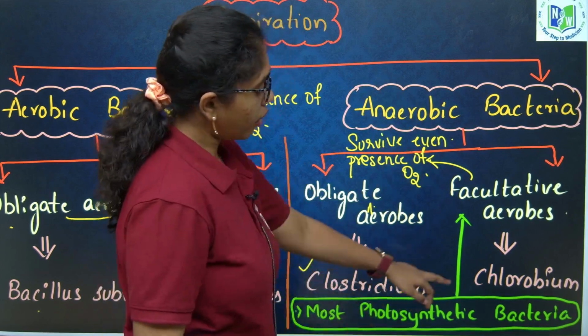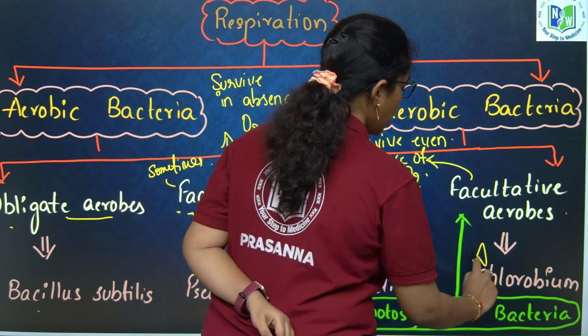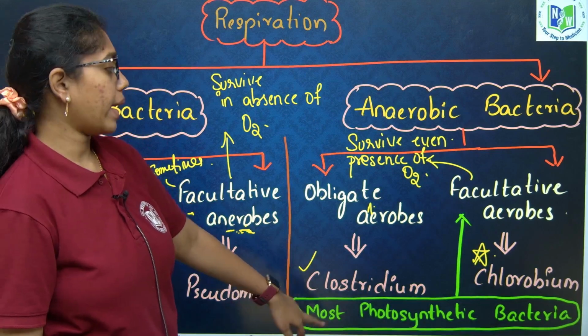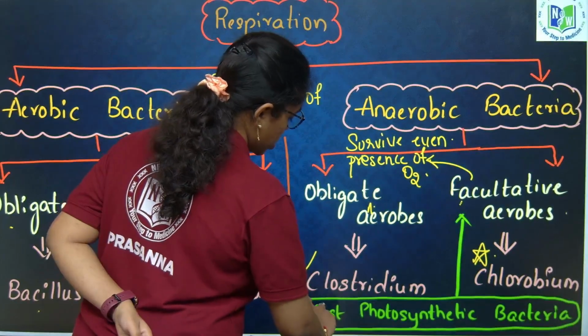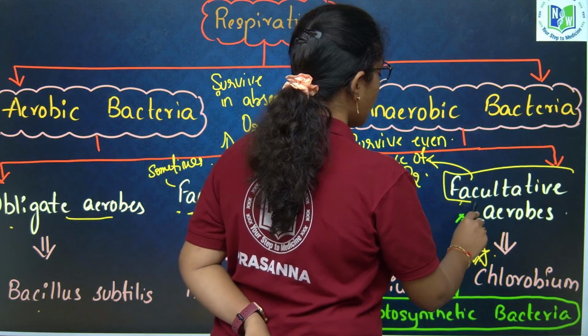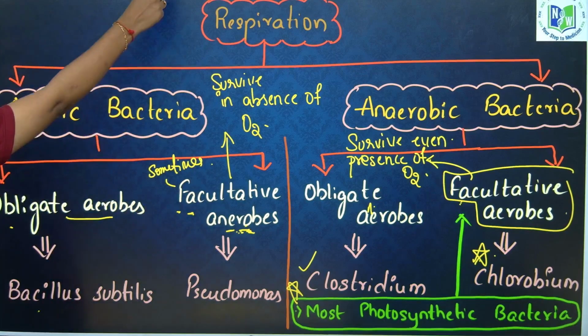If you take for example Chlorobium, example of facultative aerobe. Chlorobium, wherein most of the photosynthetic bacteria are facultative aerobes only. Again, important question: most of the photosynthetic bacteria are what type? Facultative aerobes. Okay, clear? Next.